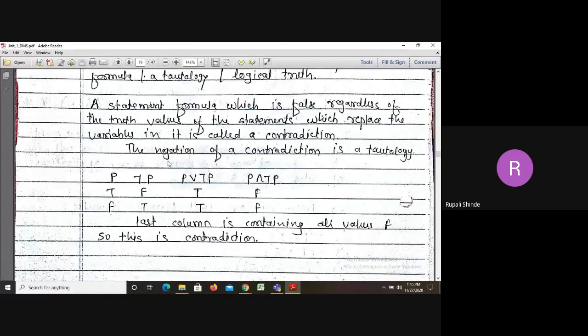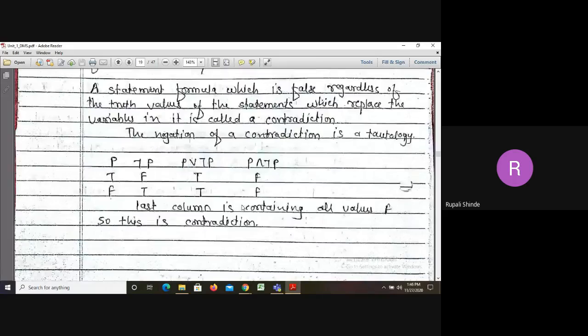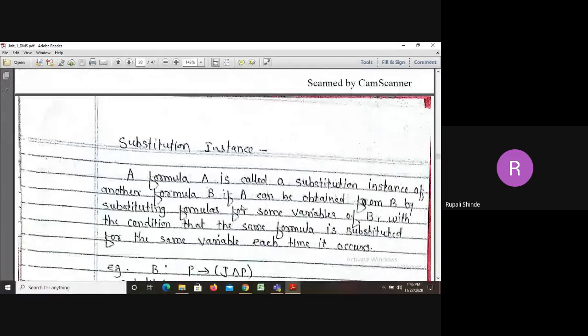So again we can say that the negation of a contradiction is a tautology, or the negation of a tautology is a contradiction. These are exactly opposite. If all the values in your last column are T, then that is a tautology. If all the values in the last column are F, then that is called a contradiction. And if in any case your last column is containing some values as T and some values as F, then we can say that this is neither tautology nor contradiction. That part we will see later.